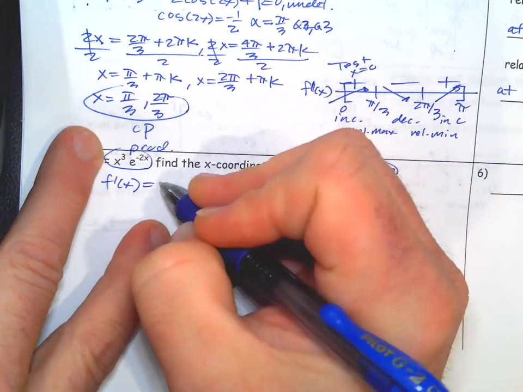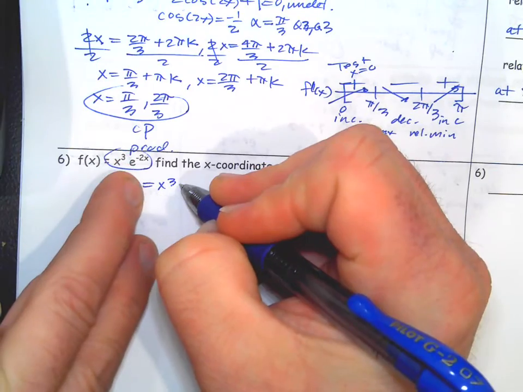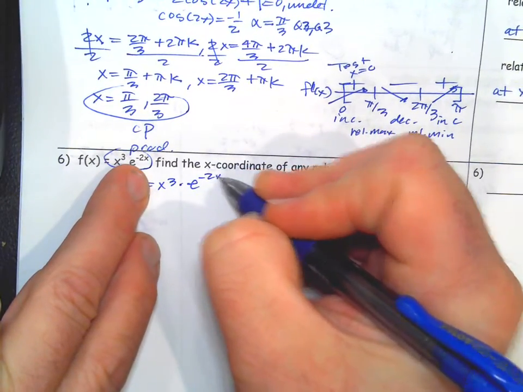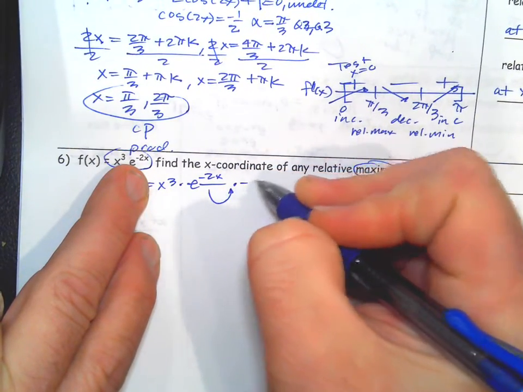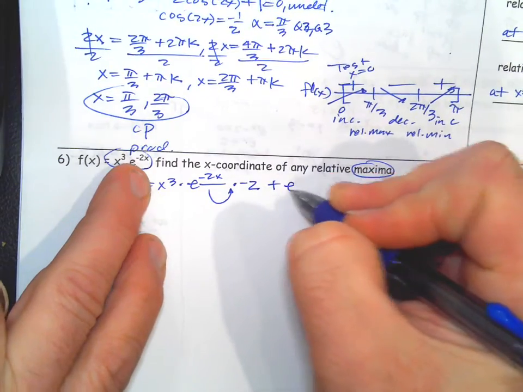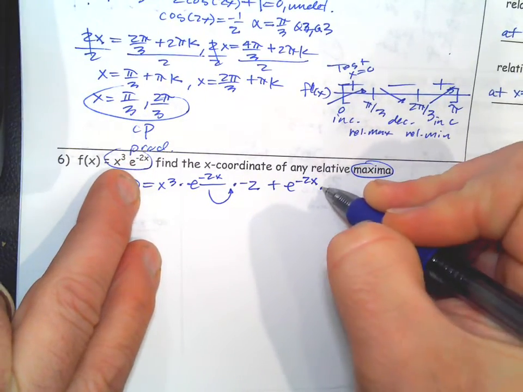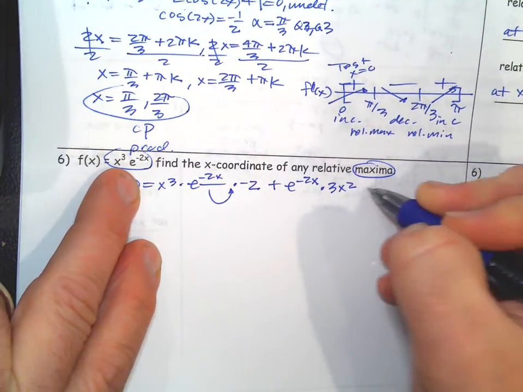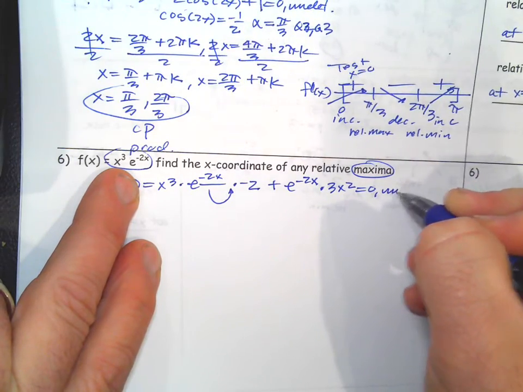Don't mess that up. X cubed times derivative of e to the negative 2x is going to be e to the negative 2x times a negative 2. Don't forget the chain rule. Plus e to the negative 2x times derivative of x cubed, which is 3x squared. We're going to set it equal to 0 or undefined.